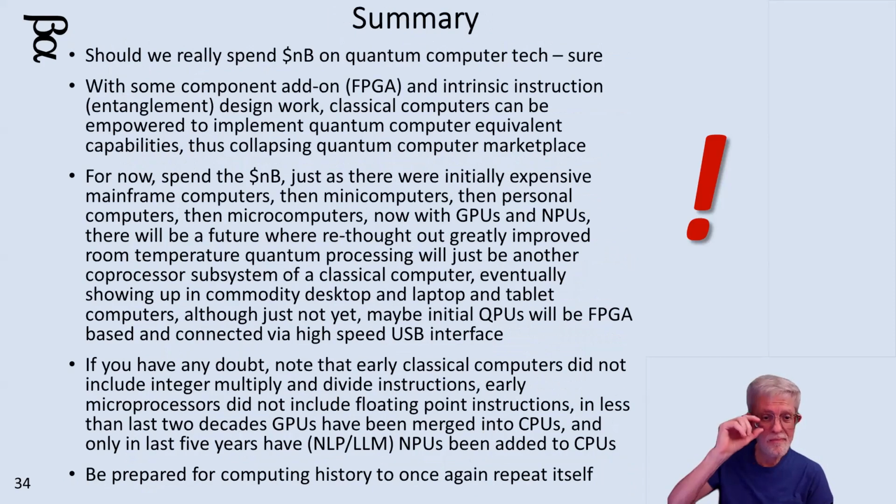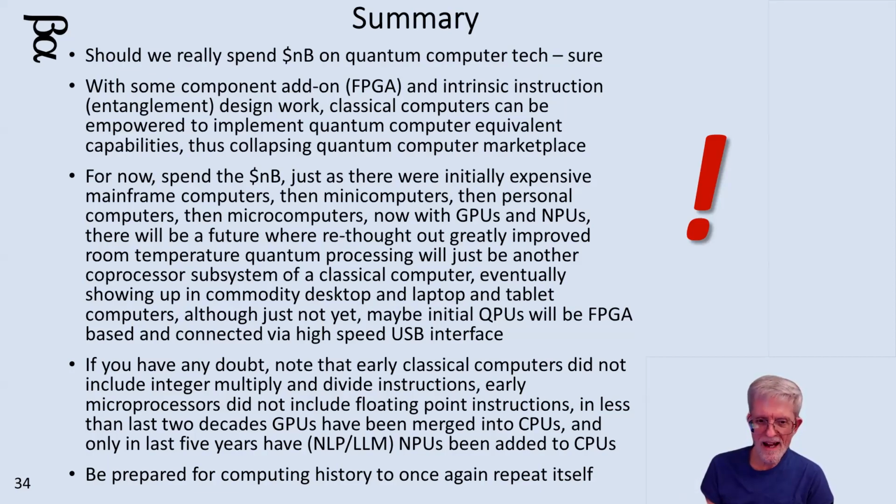So in summary, should we really be spending billions of dollars on quantum computer technology? At the moment, yes. But we should probably also be spending millions of dollars to come up with improved existing classical computer instruction sets and field programmable gate arrays that will do a lot of the quantumness, the quantumistic stuff.